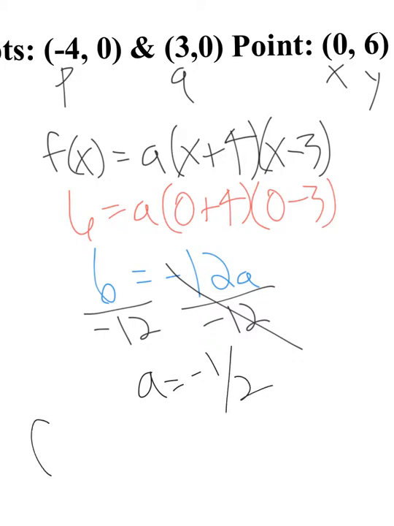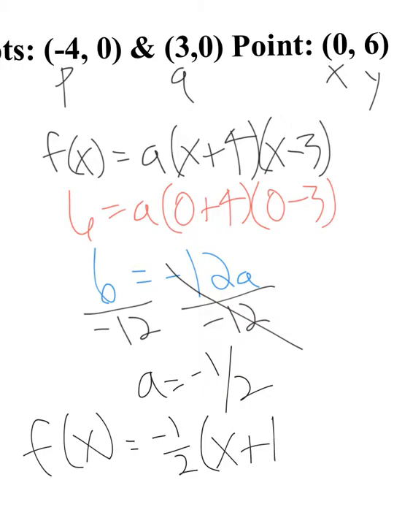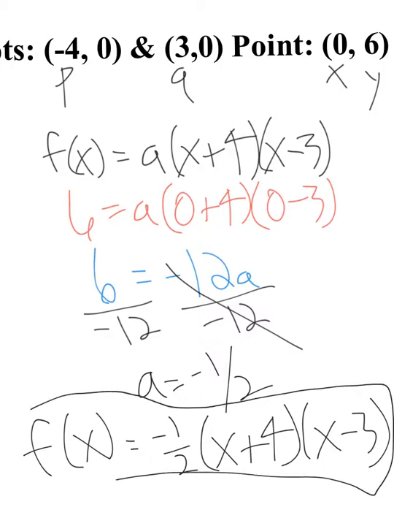And so your function is f of x equals negative 1 over 2, parentheses, x plus 4, close it, new one, x minus 3. Okay, so you see how they look exactly the same, except we've changed that front number. So this is my final answer. I'm going to type this into my graphing calculator, and hopefully it'll match what I just wrote down.